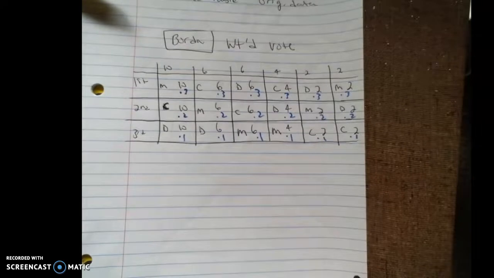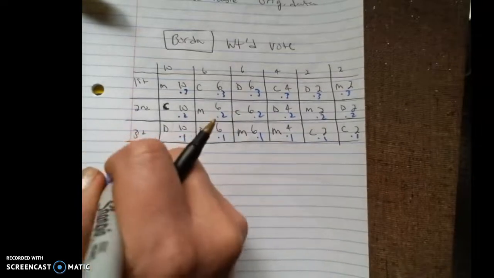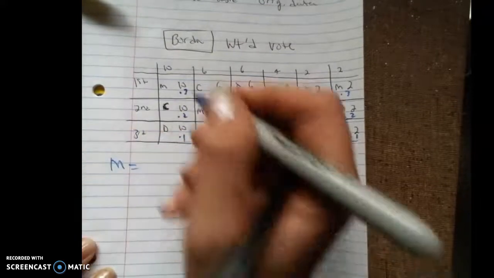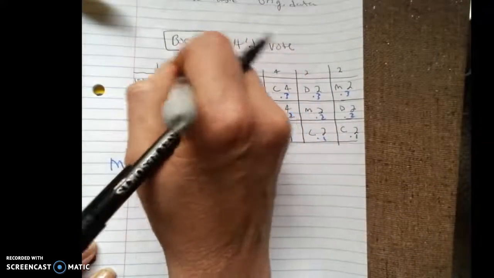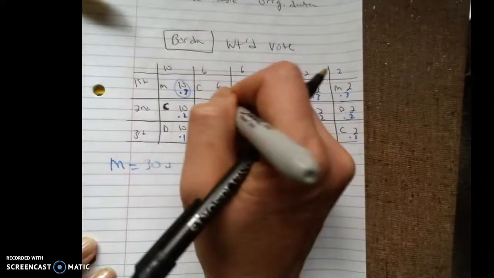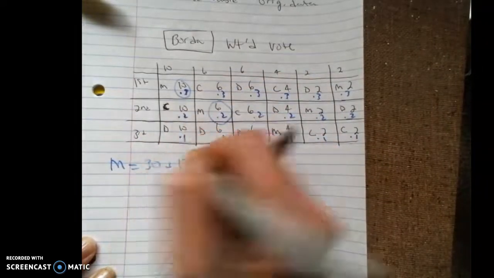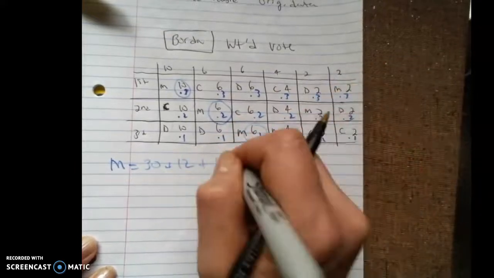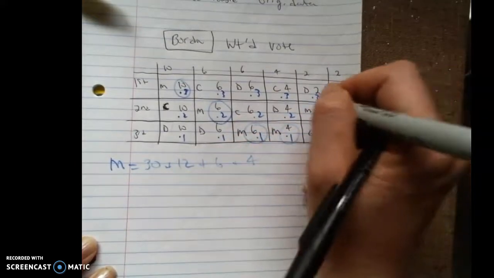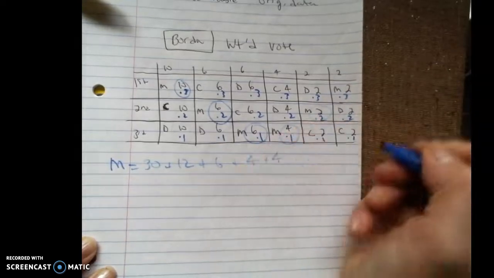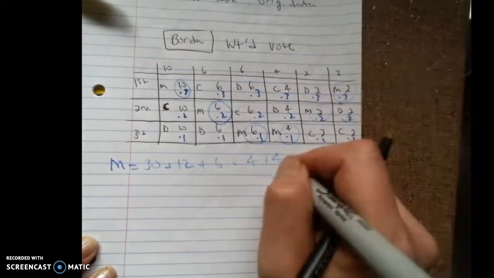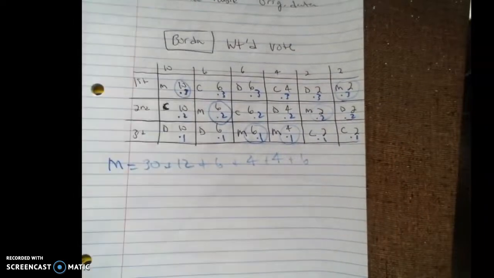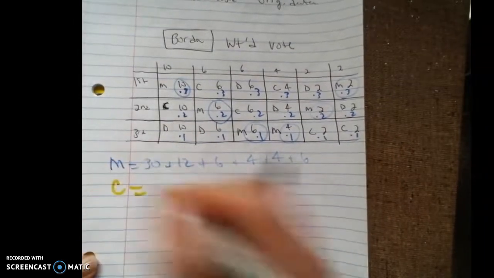Now we're going to figure out how many points does musical get. Let's see, musical gets 30 here. They get 12 here. So they still get points for second place, just not as many, but it's weighted 6, 4, and what's that? 2 times 2 is 4, and 2 times 3 is 6. So that's musical.